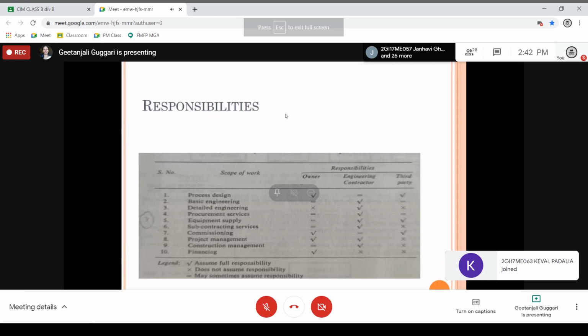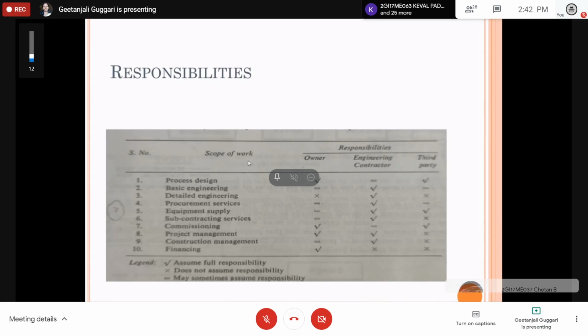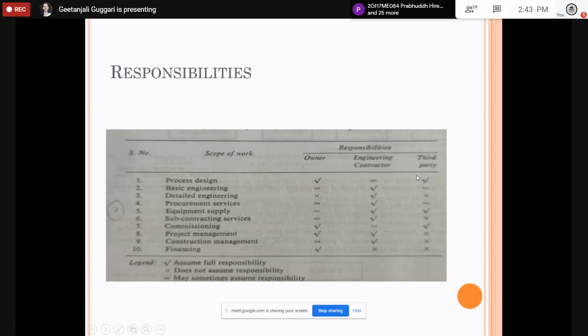With one small example. So what is that? Scope of work. What is the responsibility of an owner? Who is responsible? The contractor is responsible, or the owner is responsible, or a third party is responsible. So the scope of work is the activities that you need to do, that have been divided into process design.